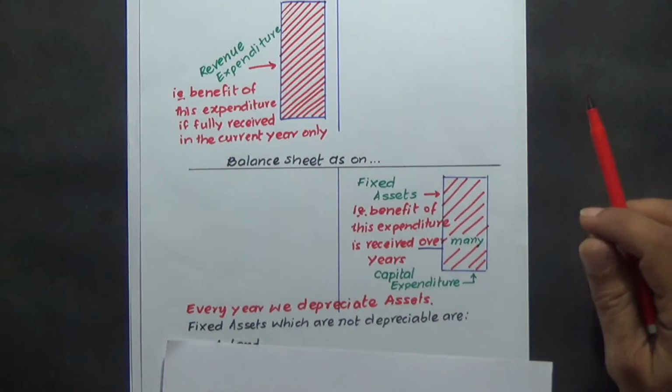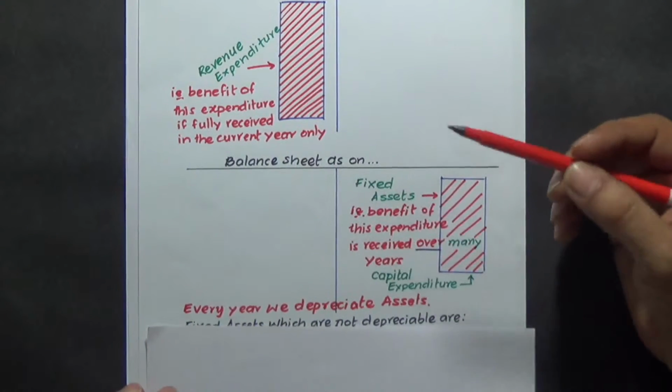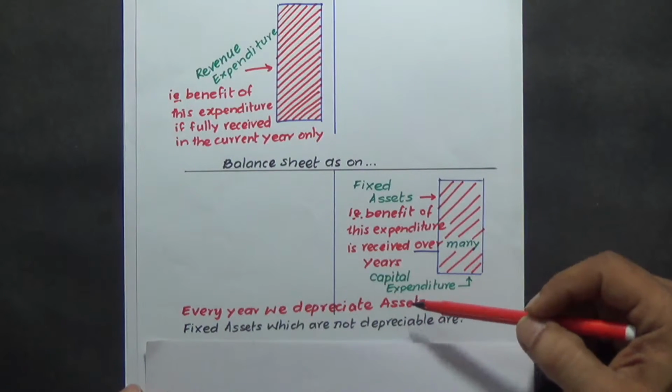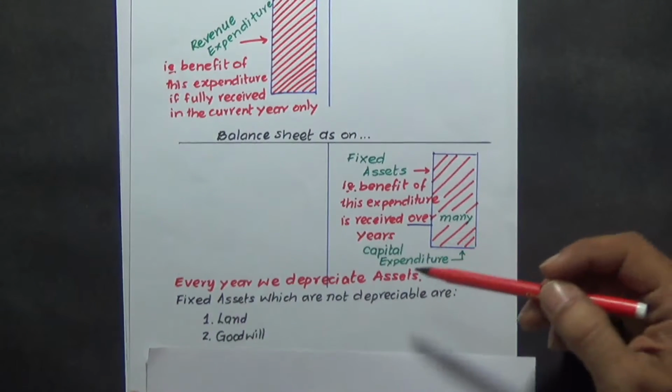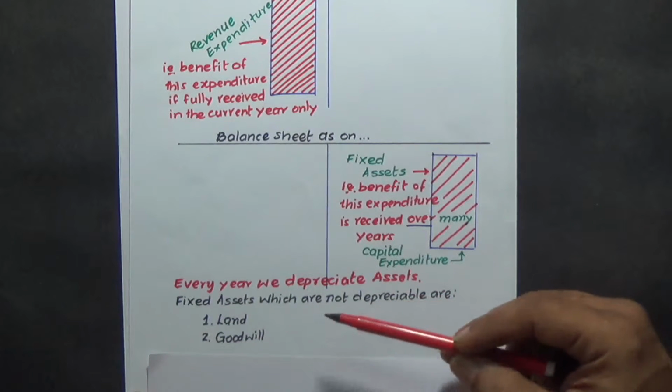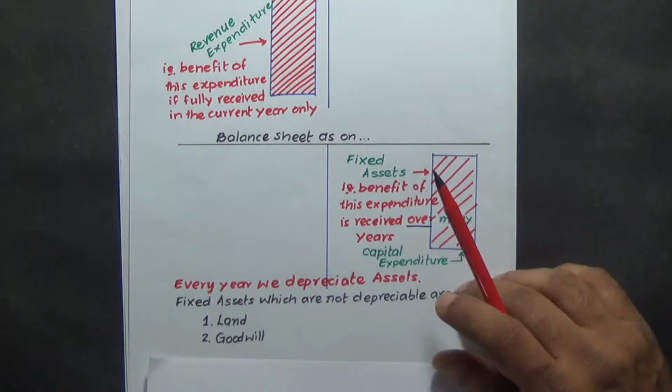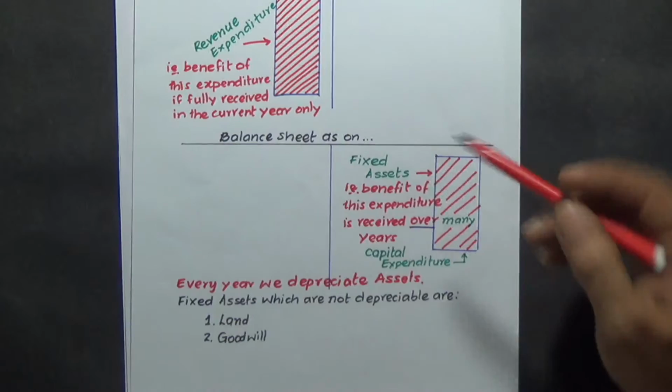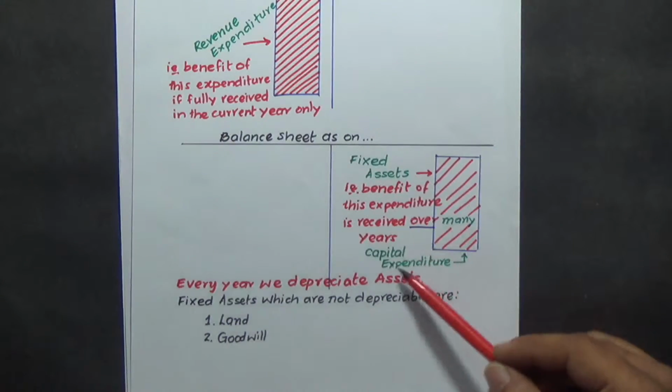Depreciation is the wear and tear or use in a particular year. Every year we depreciate the assets. Fixed assets which are not depreciable are land and goodwill. They do not have that wear and tear concept. So this is brief about what is capital expenditure.